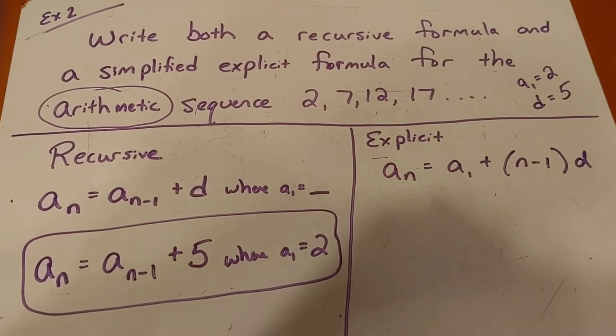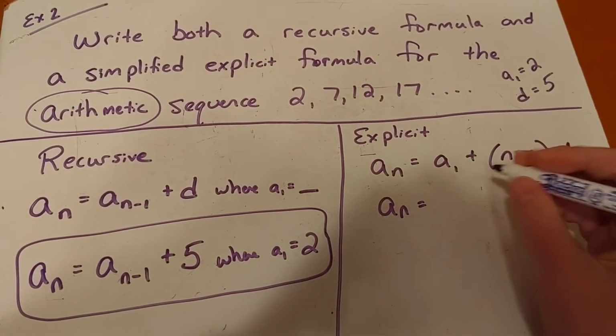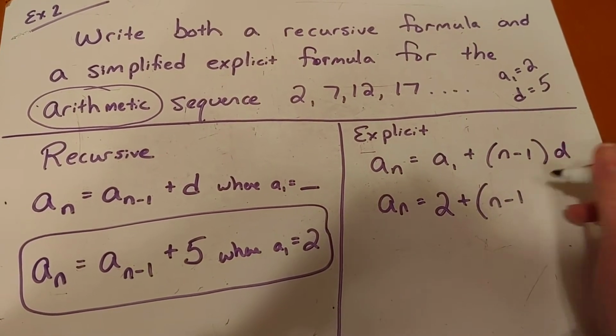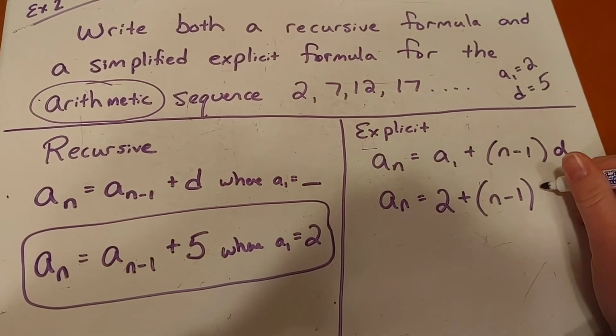What about explicit? This one looks like a little more work. So a sub n equals, plug in that first term, 2 plus n minus 1. Notice I'd leave the n. It's fine to have an n in your formula. Times the common difference of 5.